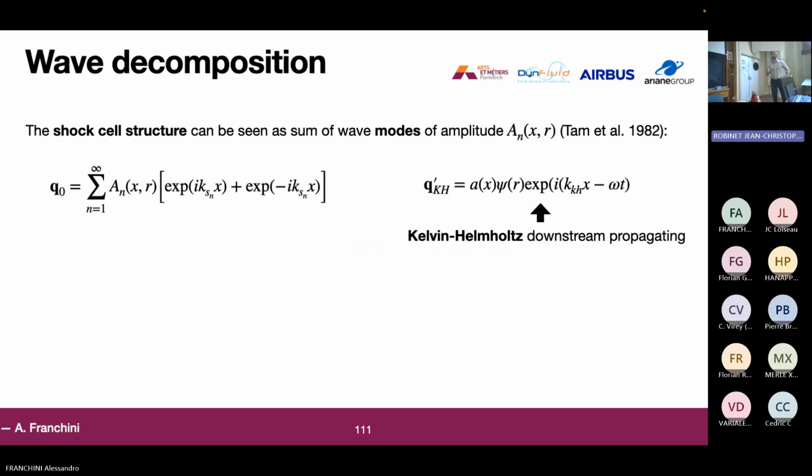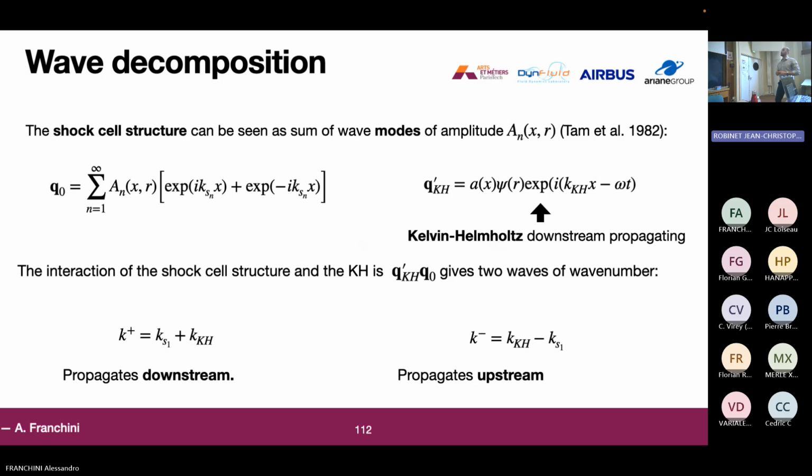We did this because in Tam's broadband shock-associated noise theory in 1982, he said that there is an interaction between the Kelvin-Helmholtz downstream propagating wave and this shock cell structure, written in this way. If we take the first mode of the shock cell structure, KS1, and take the product that arises from the convective term of the equations, this interaction can give rise to two wave numbers: one that is the sum of KS1 and K Kelvin-Helmholtz, and one that is the difference between the two. If KS1 is bigger than KH, the Kelvin-Helmholtz wave number, then this K minus is negative, and so the velocity phase of this wave propagates upstream. Here, we model the Kelvin-Helmholtz wave as a simple monochromatic wave in the x direction.